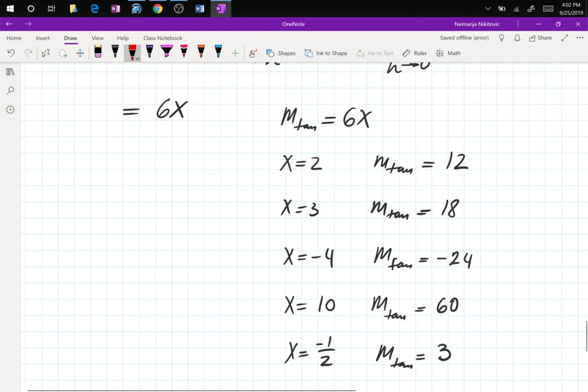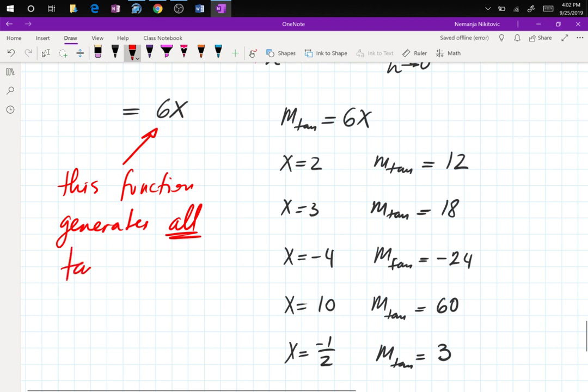This function, I gotta write this in blood. This function generates all tangent line slopes. All of them. We do not have to recompute the problem from scratch anymore.